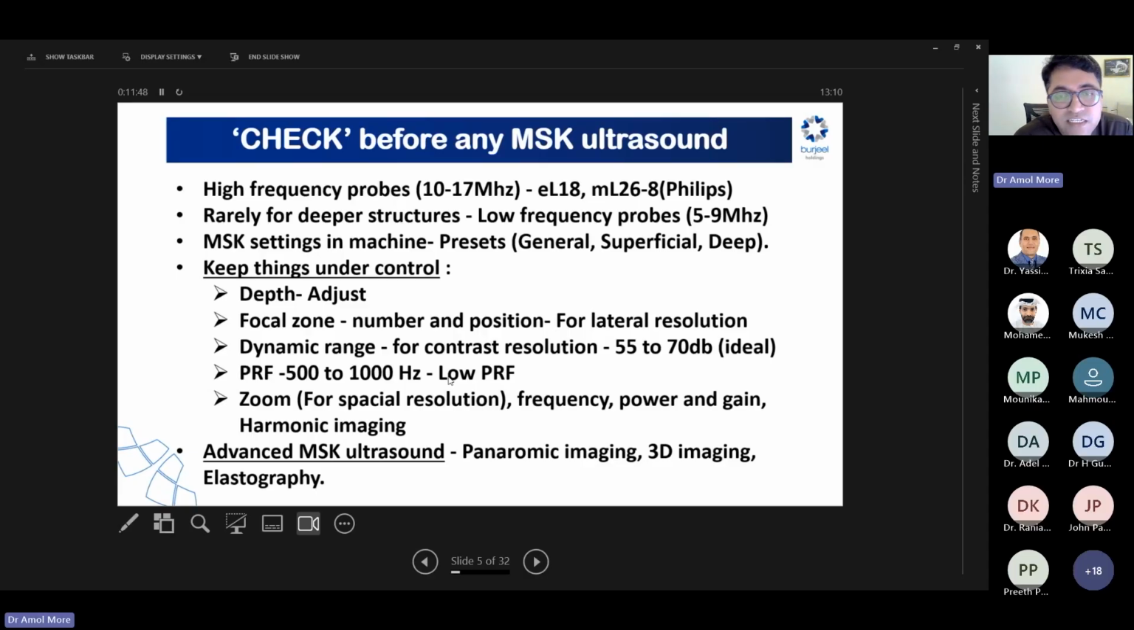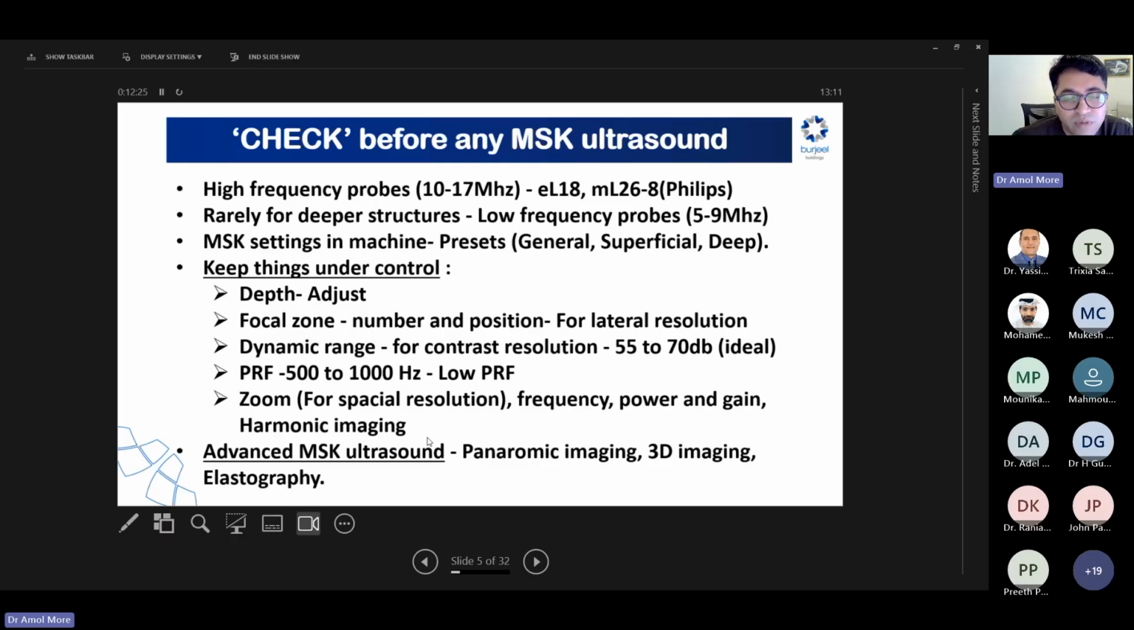Dynamic range of the ultrasound machine is inversely related to the contrast resolution. When we increase the dynamic range, the contrast resolution will decrease, and when we decrease the dynamic range, contrast resolution will increase. So you should know this in your machine to adjust the contrast of whatever image acquisition you are doing. Then PRF, as we all know, we keep low PRF for subtle vascularity assessment in any abnormalities. And rarely we use zoom, and routinely we use power and gain.